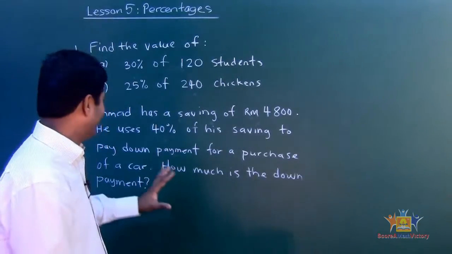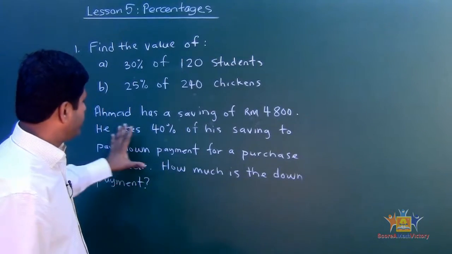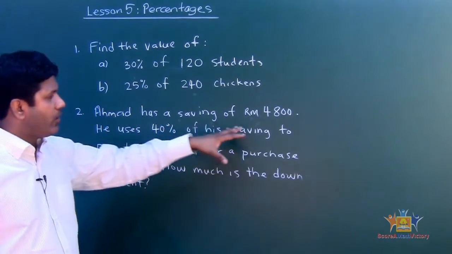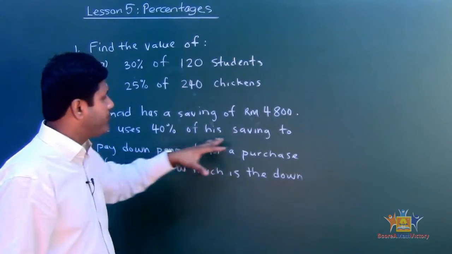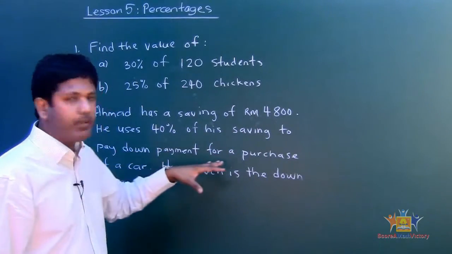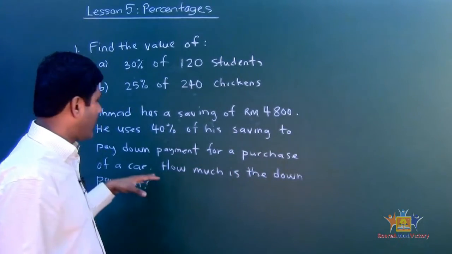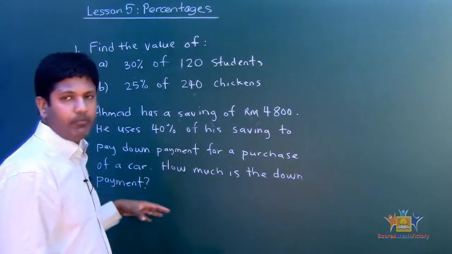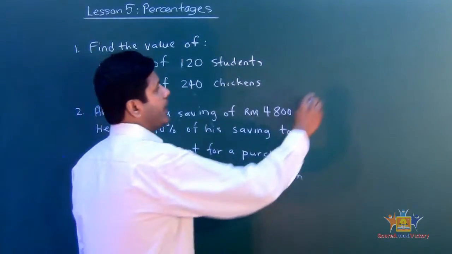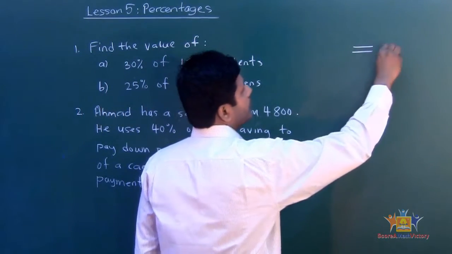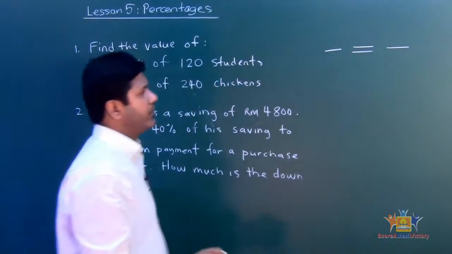Alright, my dear students. Okay, good. So we understood that Ahmad has a saving of 4,800 ringgits. He uses 40% of his saving to pay the down payment for a purchase of a car. How much is the down payment? So what method are we going to use? We're going to use the aeroplane method, the aeroplane with both sides of the wings.